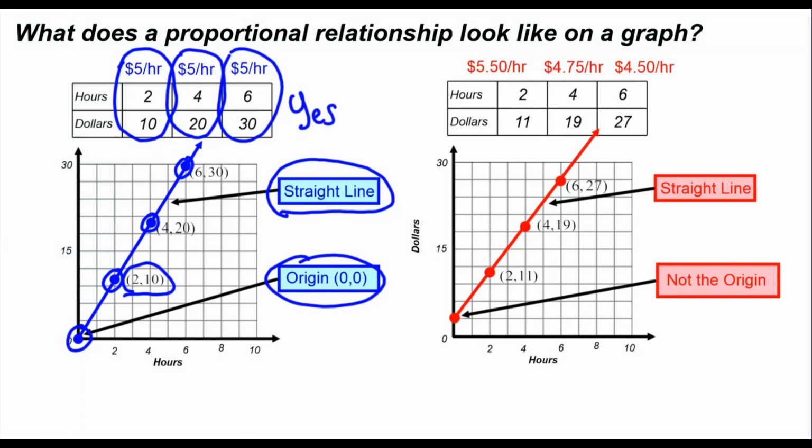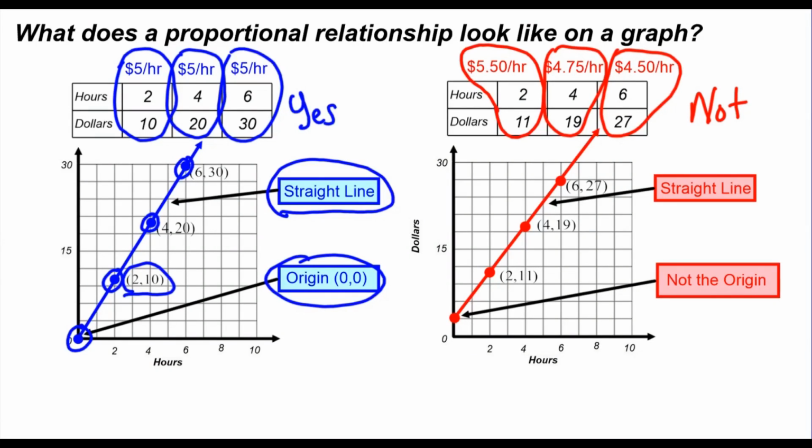Here's an example on the right of a table that is not a proportional relationship. All of these values here do not have a constant unit rate. This is $5.50 per hour. This is $4.75 per hour, and this is $4.50 per hour. So we know that this is not a proportional relationship.